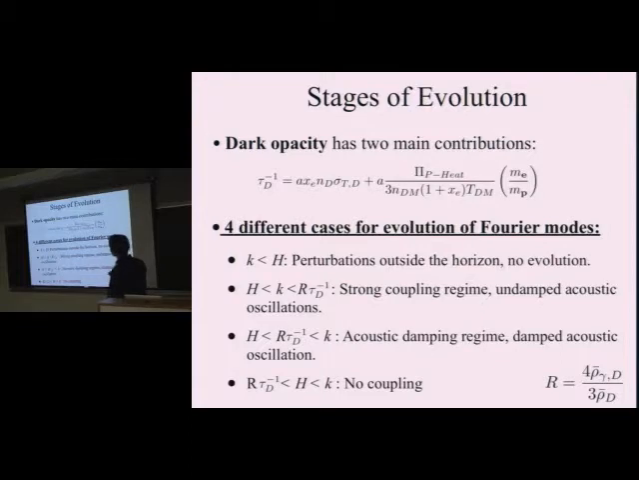This opacity, which defines the inverse of the mean free path, has two terms. This is the usual Compton term, which just corresponds to how far the dark photon can move before hitting a dark fermion, and then there's another term, which is how far the dark photon can move before hitting an actual neutral atom.